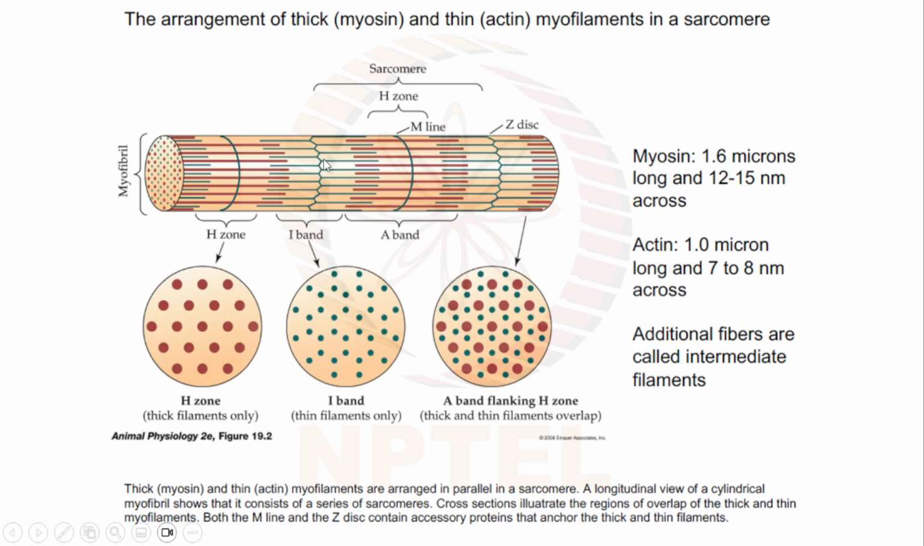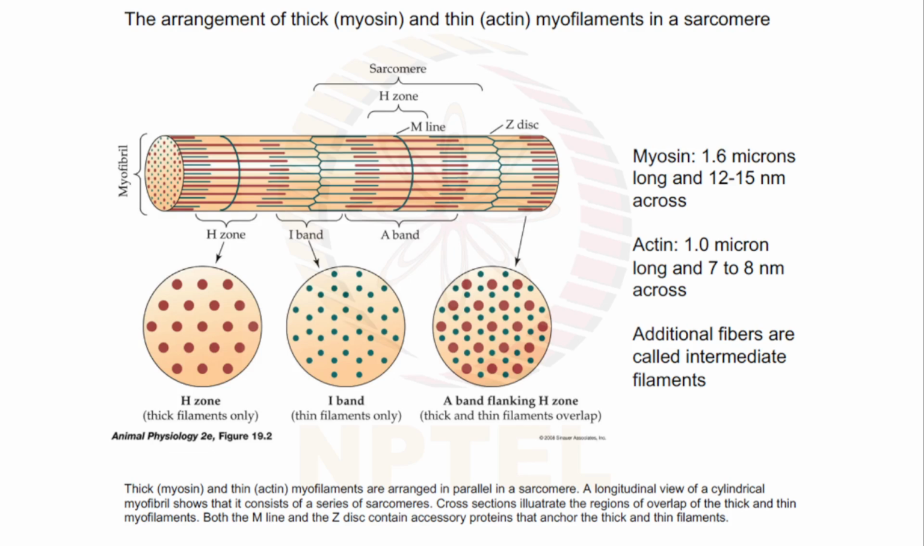And the area from one Z line to another Z line or Z disc is called the sarcomere. This is a complete unit, and when we see the function, you'll come to know that this whole area will work as a unit and be involved in contraction as a unit, when we study skeletal muscle contraction.